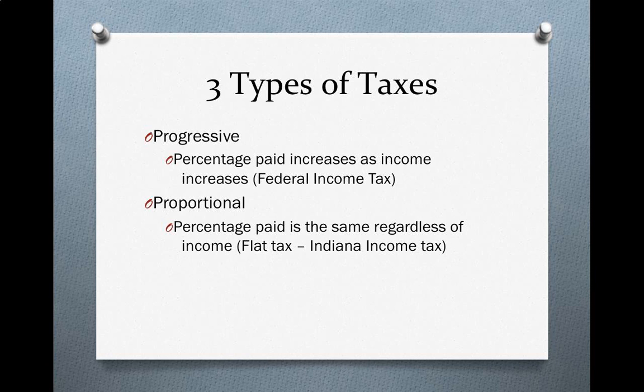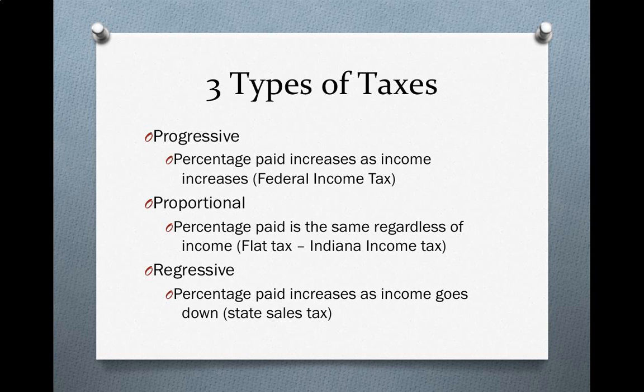Proportional is just what it means. It doesn't matter if you make $10,000 or $10 million. Everyone will pay the same percentage regardless. Our Indiana state tax is a flat tax. You're going to pay 7%, I pay 7%, and your wealthiest people here in Indiana pay 7%, which is different than the federal income tax. I will pay roughly between 25 and 30%, and you guys pay 0 because you make less.